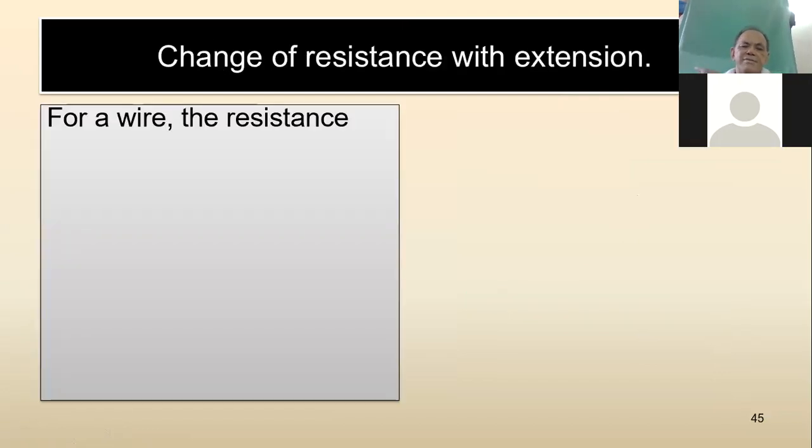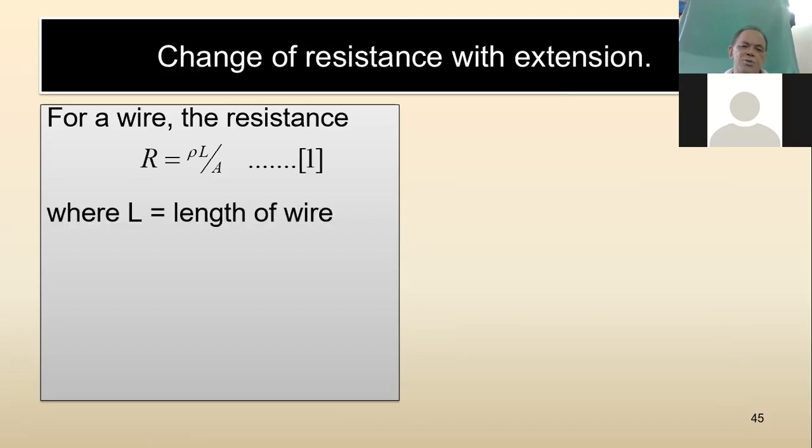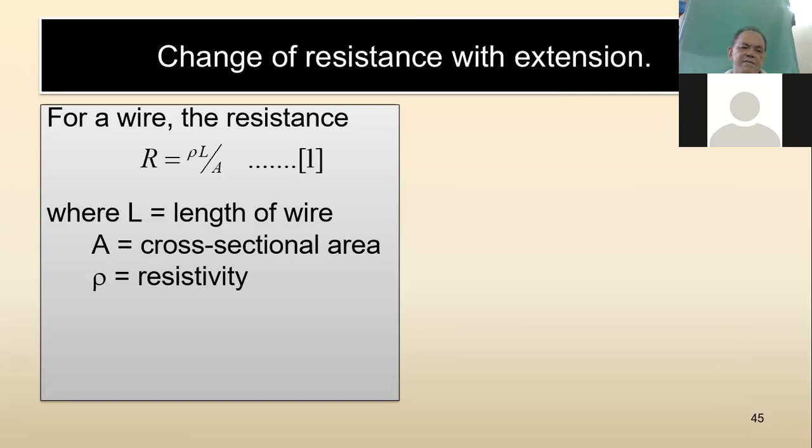Okay, let's look at the physics involved. Change of resistance with extension for a wire. The resistance is given by this formula: R equals rho L over A. L is the length of the wire, A is the cross-sectional area, and rho is the resistivity of the material.